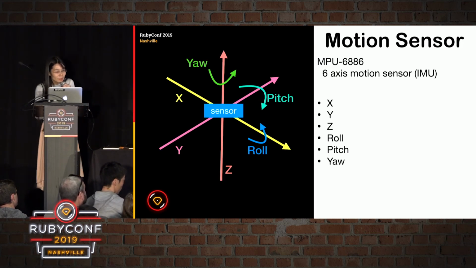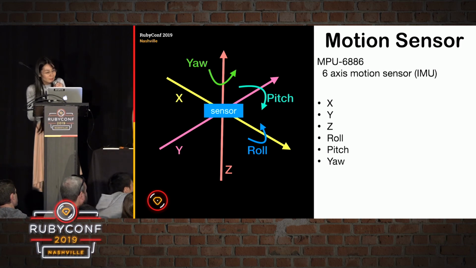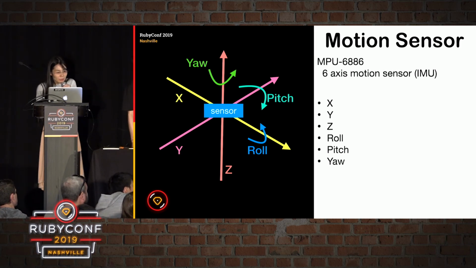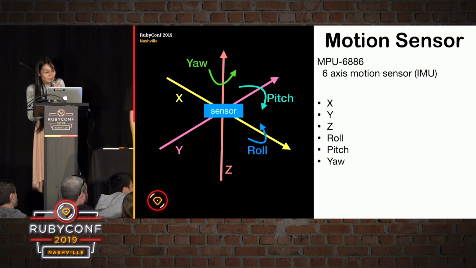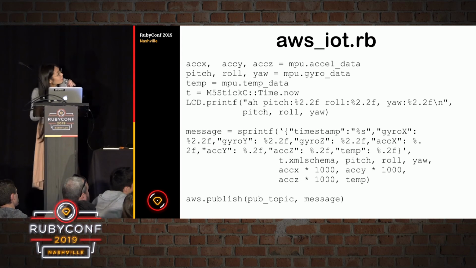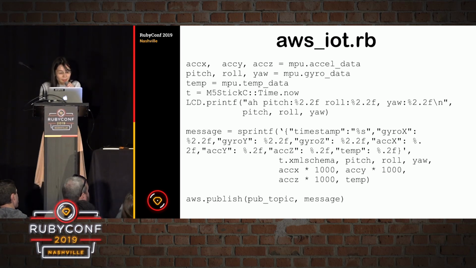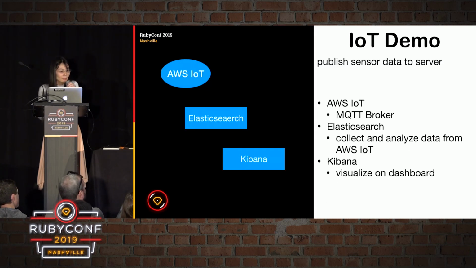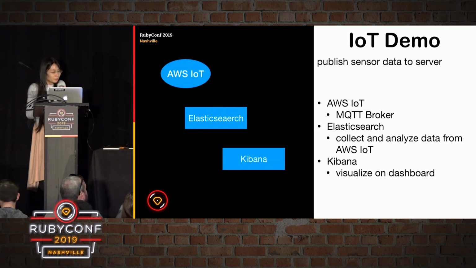The M5StickC has a 6-axis motion sensor. Motion sensors, also called accelerometers, detect the movement of a device. The published code looks like this. The device gets a sensor value and publishes it to the server in JSON format. The data sent by the device to the server is displayed as a graph. This uses Elasticsearch and Kibana.